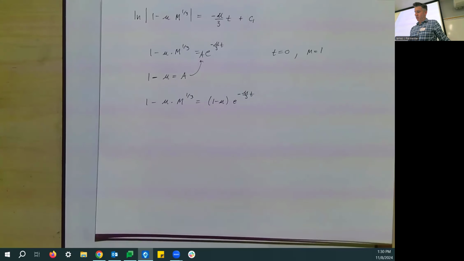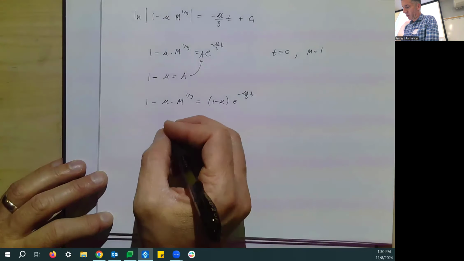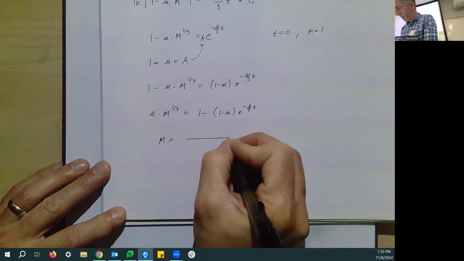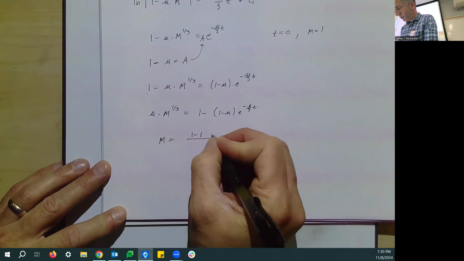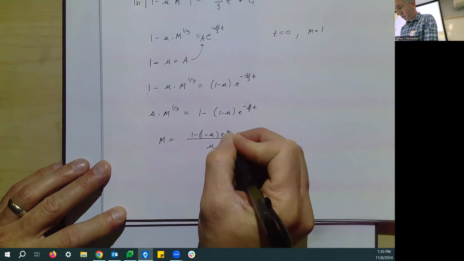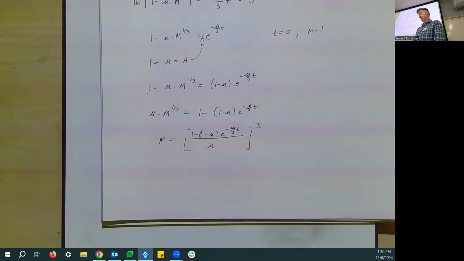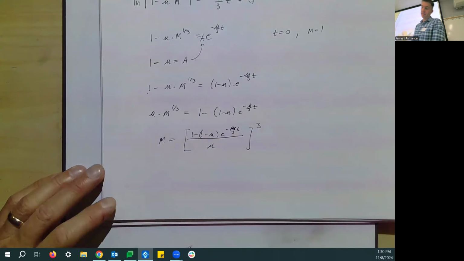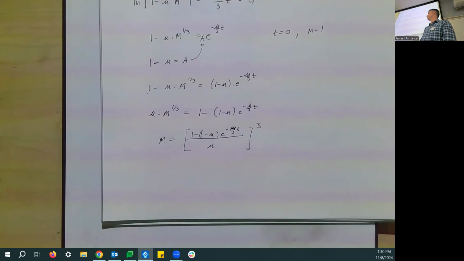And then we can solve for m, which isn't too terrible. So we're going to have mu times m to the 1/3 equal to 1 minus all that. And finally, divide both sides by mu and take the third power of both sides. So m should equal all of that divided by mu, all to the third power. Wow. Yeah, that's fun.